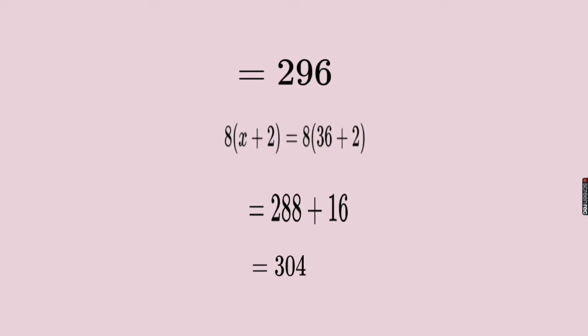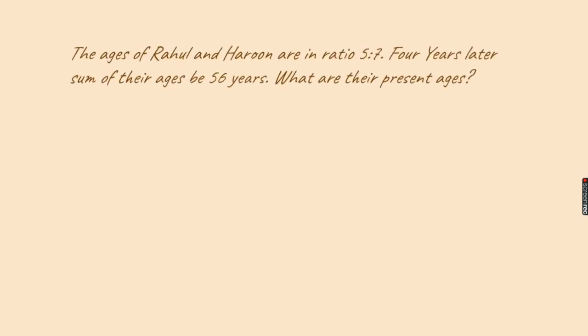Okay, got it? Now let us move on to our next problem. The ages of Rahul and Harun are in ratio 5:7. 4 years later, the sum of their ages will be 56 years. What are their present ages?